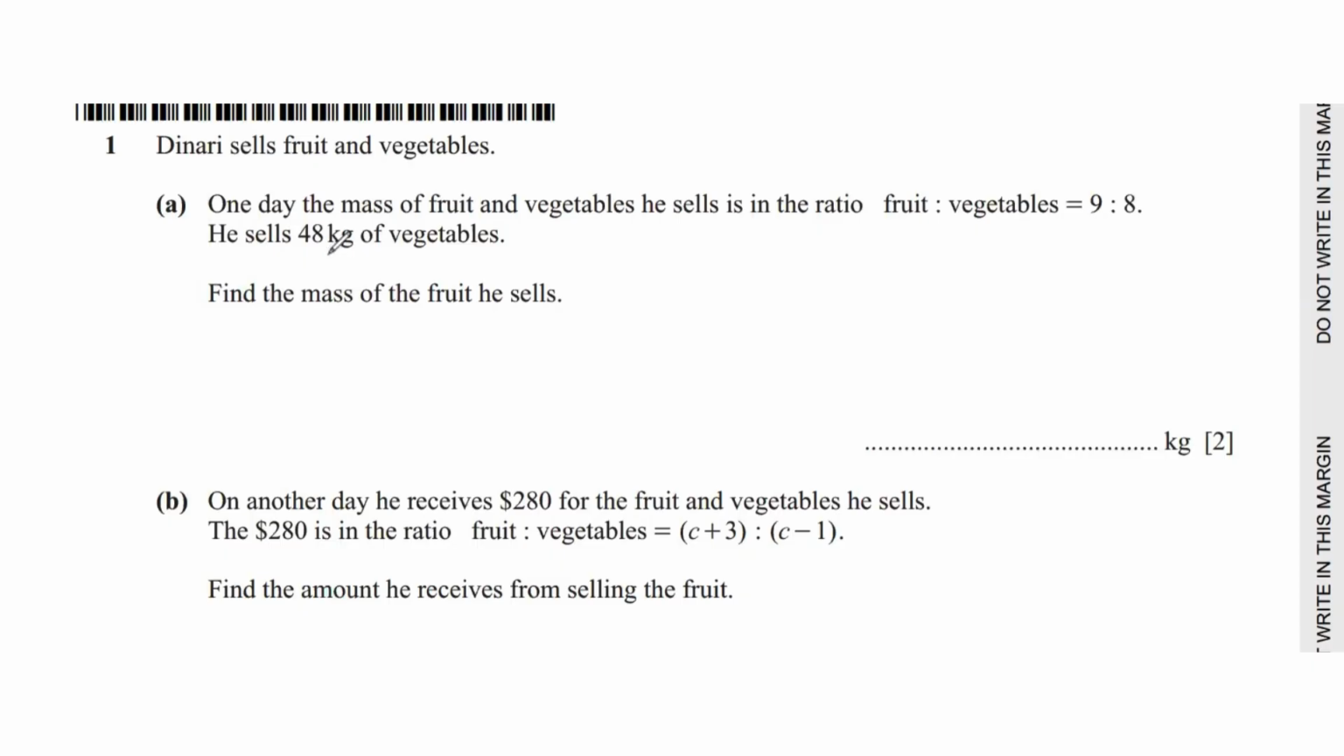Since the vegetables are 48, if we write 9 is to 8, and vegetables is represented by 8, so this is 48. 8 can turn into 48 by multiplying by 6, which means to find the number of fruits, we times 9 by 6, and that gives us 54. So 54 kg is the mass of the fruit that he sells.